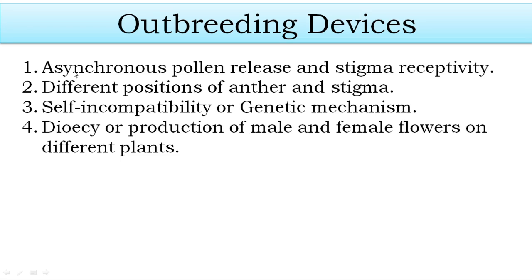So that is called self-incompatibility. And the fourth one is dioecy. Dioecy is nothing but production of male and female flowers on different plants.